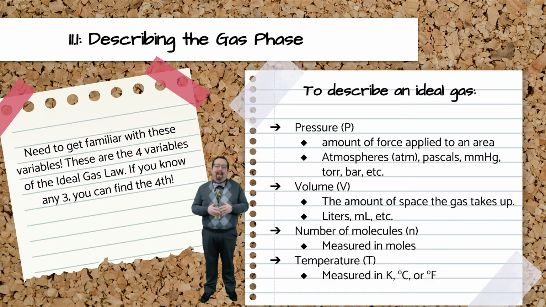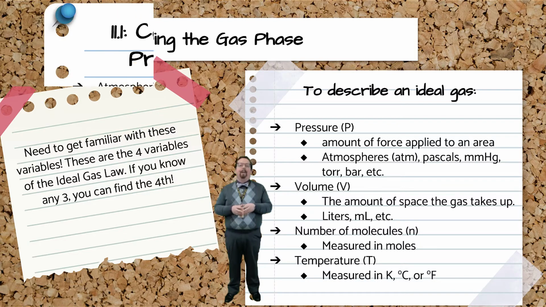In order to get to the ideal gas law, we have to know about the properties that make it up. There are only 4 variables you have to worry about: pressure, volume, number of molecules, and temperature. If you know any 3 of those properties, you can mathematically solve for the 4th. Pressure is defined as the amount of force applied to a unit of area. It's most frequently measured in atmospheres or millimeters of mercury. Sometimes it's measured in bars, torrs, or pascals. Volume is the amount of space the gas will take up, and it's usually measured in liters. The number of molecules, or N, is measured in moles, and temperature can be measured in Kelvin, degrees Celsius, or degrees Fahrenheit.